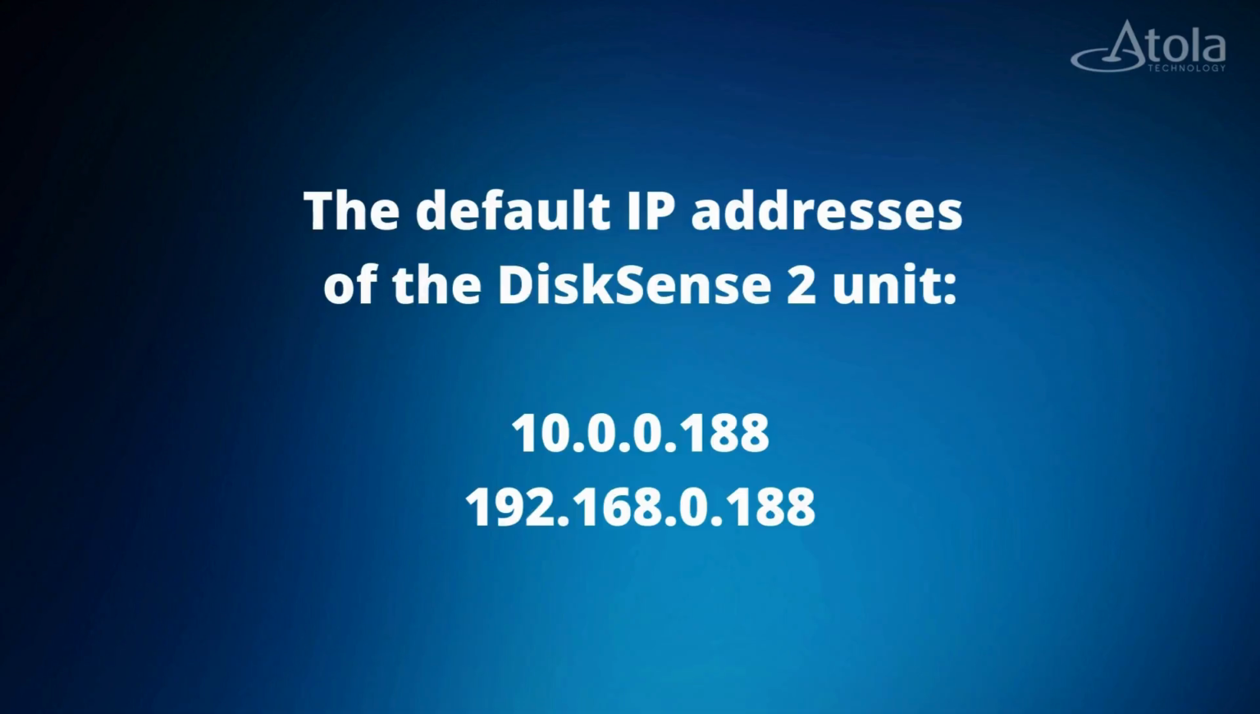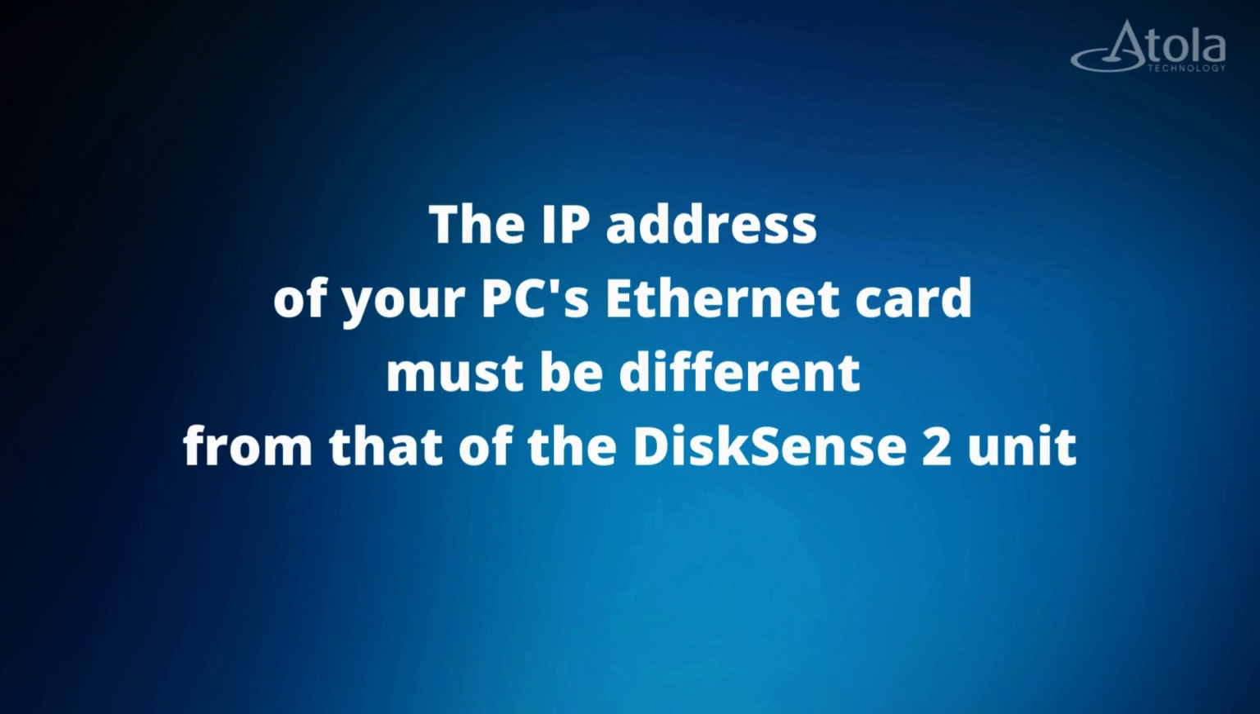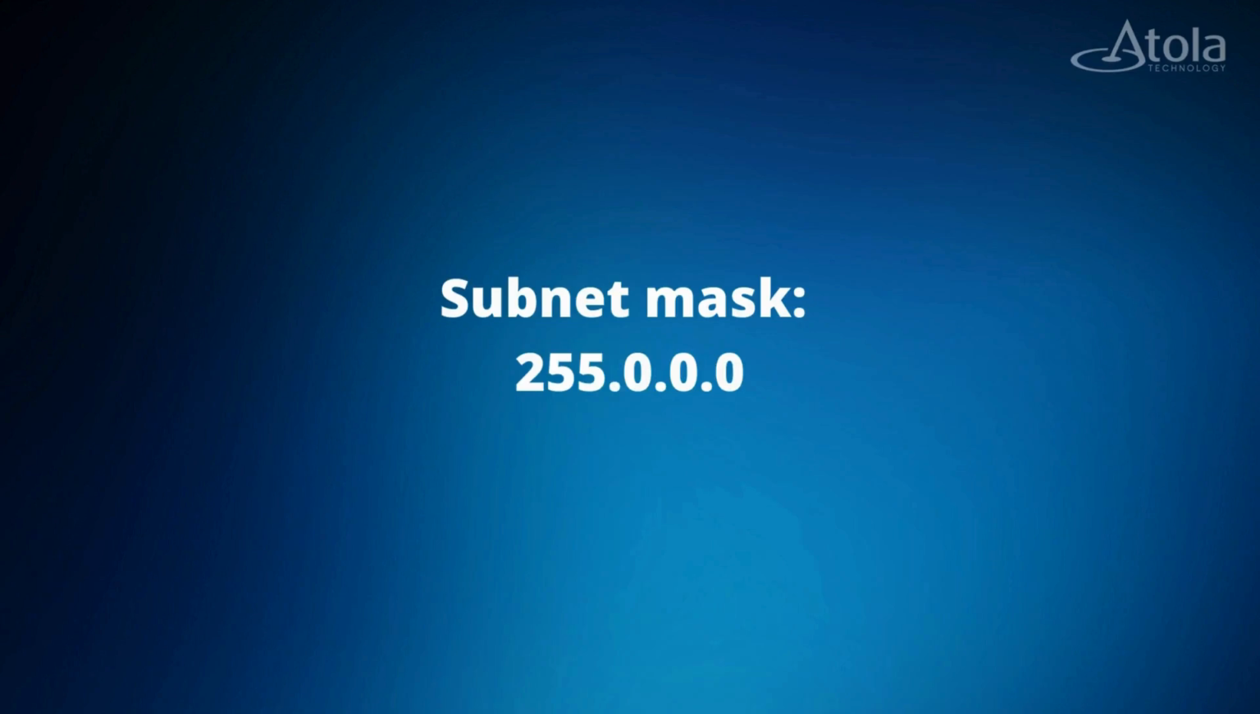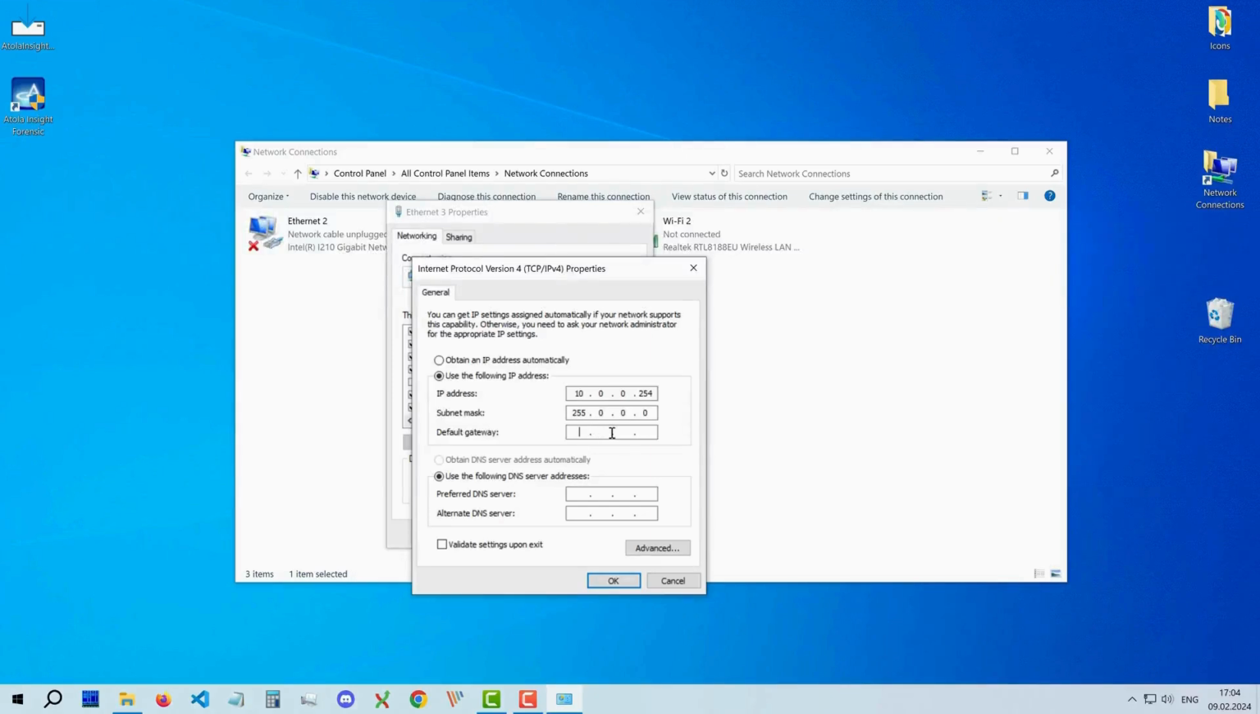The default IP addresses of the DiskSense 2 unit are the following. The IP address of your PC's Ethernet card must be different from that of the DiskSense 2 unit. Network mask, 255.0.0.0. If your PC and the DiskSense 2 unit belong to different subnets, the connection can't be established. Gateway and DNS server fields can be left empty or set to any value. Click OK.